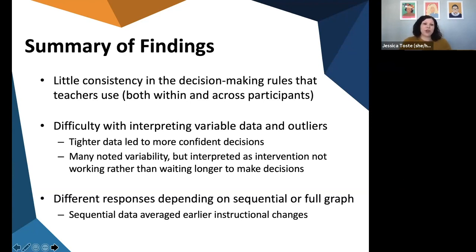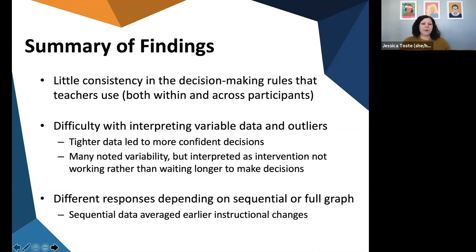And many of the participants noted the variability in the data, but they interpreted this variability as the intervention not working, rather than needing to wait more time to see how the student was performing. The other thing that was interesting is that participants gave very different responses depending on whether they were looking at sequential data week by week or a full completed graph. And sequential data led to participants making earlier instructional changes. So you saw from what I presented, a lot of participants said even in weeks 1 or 2 that they already would have made instructional adjustments.